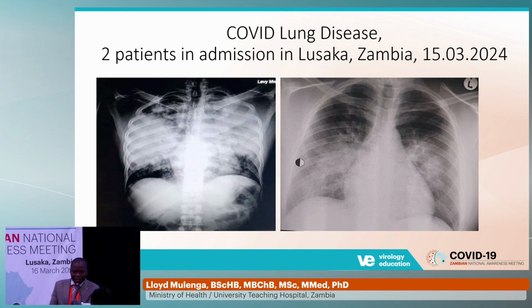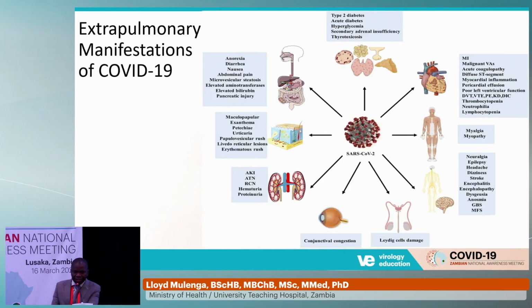These are in ARDS, and they are on immunomodulators, something which will be discussed later. So we still have COVID affecting the lungs, and especially in those who have risk factors for progression to severe disease, and these are currently admitted in our hospitals. But also, we have these extrapulmonary manifestations of COVID-19, which we need to look at.